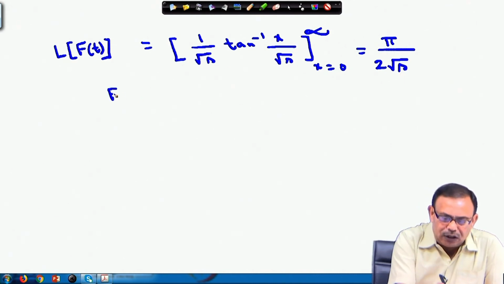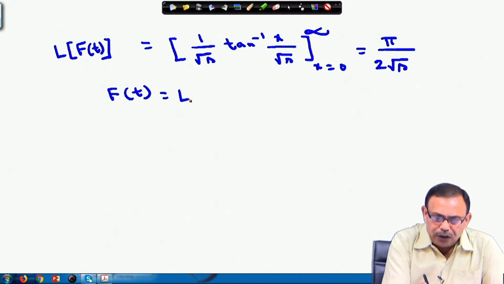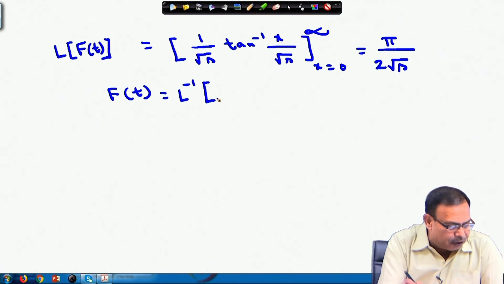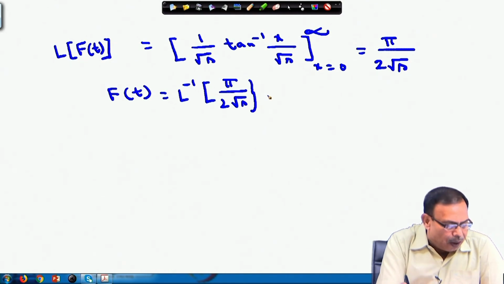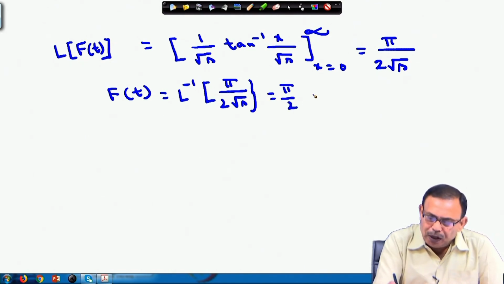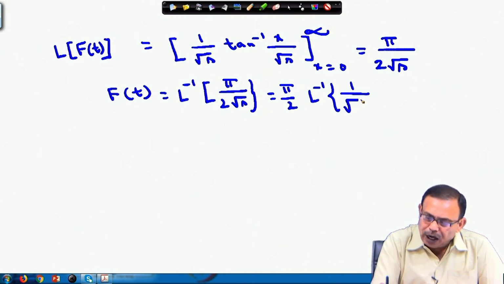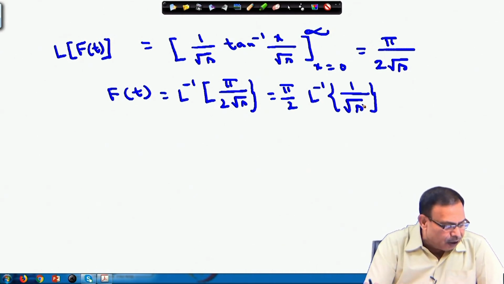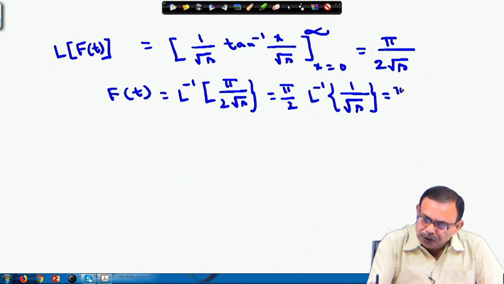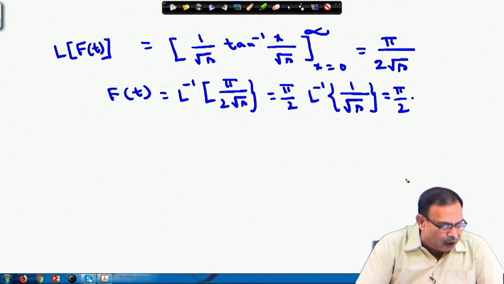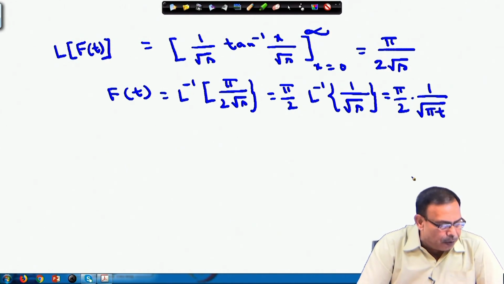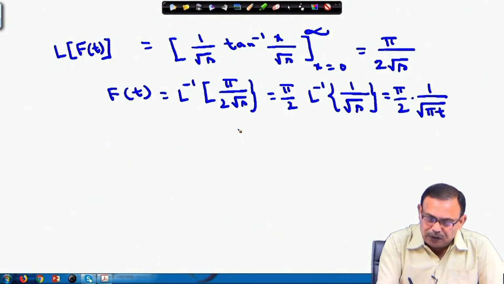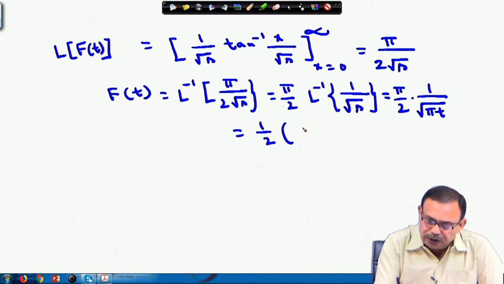So once I got it, f(t) will be nothing but the Laplace inverse of pi by 2 root s. Directly I can write this as pi by 2 into the Laplace inverse of 1 by root s, and I know the inverse Laplace transform of 1 by root s is 1 by root pi t. So the value you will obtain is half into pi by t to the power half.